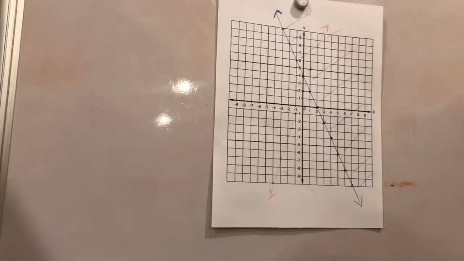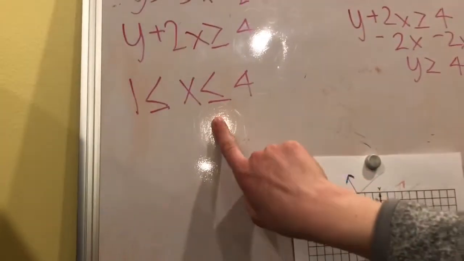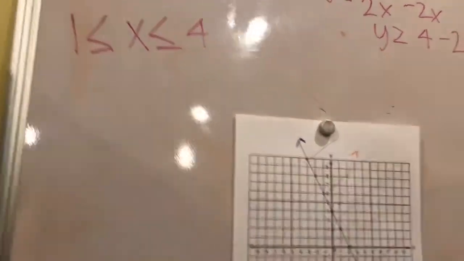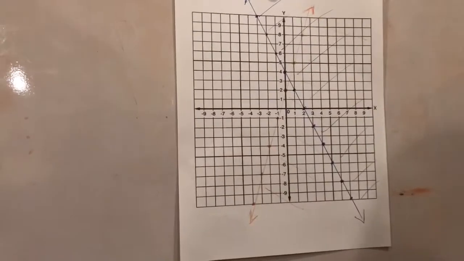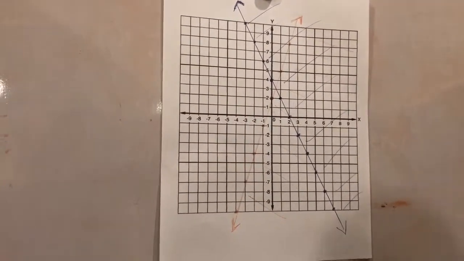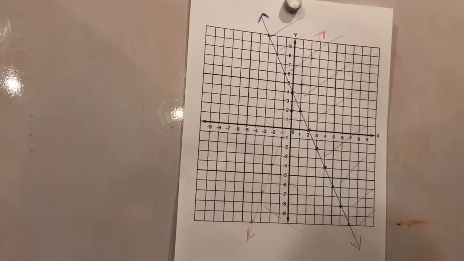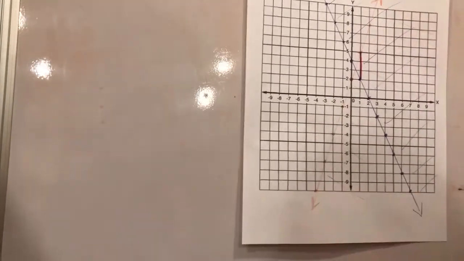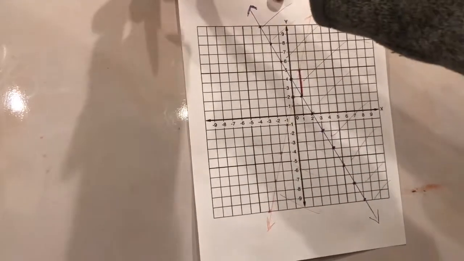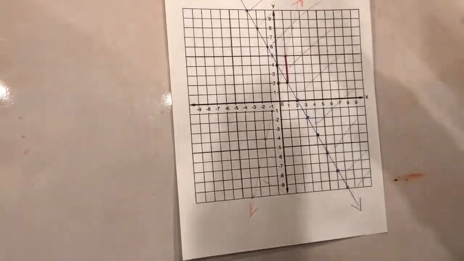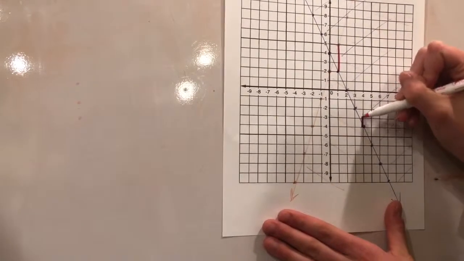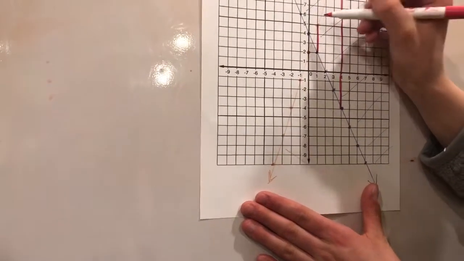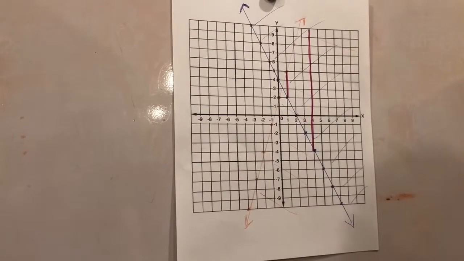Then you look at your limit, which is 1 is less than or equal to x, which is less than or equal to 4. So you come back to your graph and you find where x is equal to 1, which is here. So then you draw here. Then you go to where x is equal to 4. Then you shade this region.